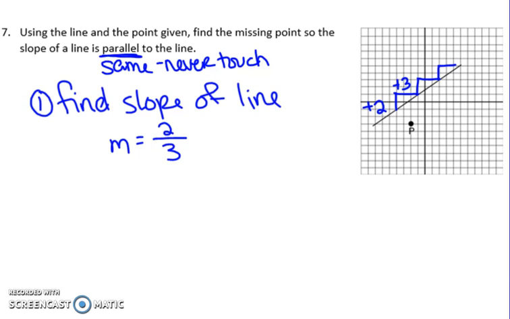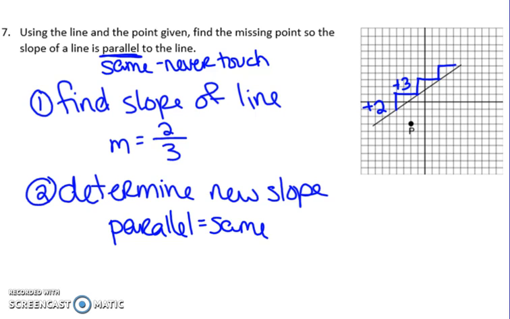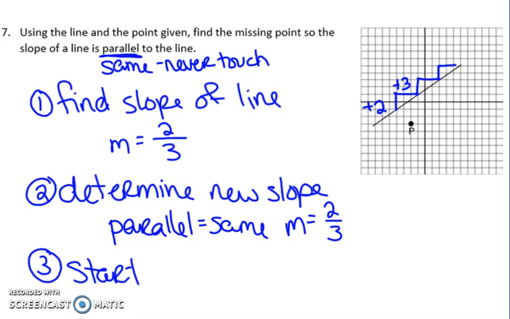Now, step 2, we need to determine our new slope. Well, in this case, because it's parallel, it's got to be the same thing. So my new m is going to stay 2 over 3. My third step is we're going to start at the point and we're going to follow my slope.